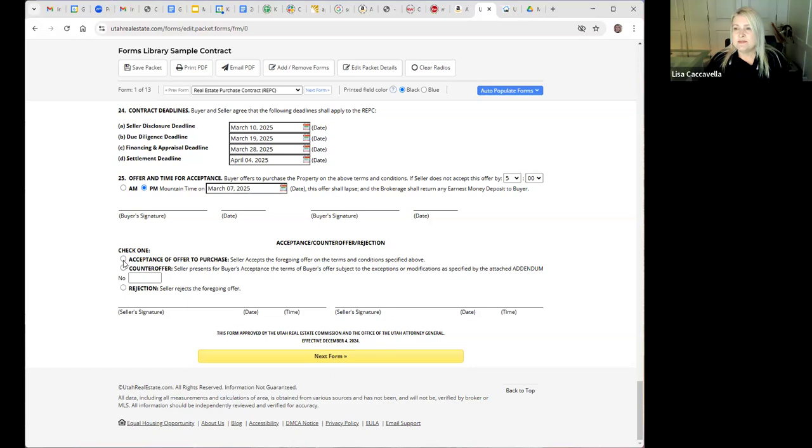If they're going to accept it, they're going to check acceptance. If they're going to counter offer, they're going to put the addendum that they're going to counter offer. And if they're going to reject it, which honestly I hardly ever see, just straight out rejections. Normally I just get that, yeah, they're not going to move forward with this offer. It doesn't even come close. We're just too far apart. And they don't actually send a rejection.